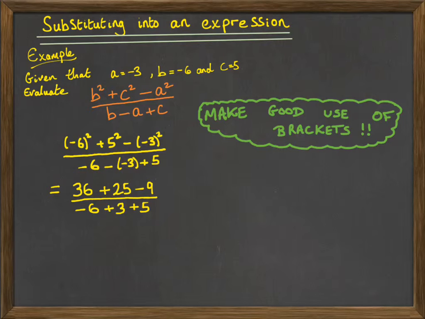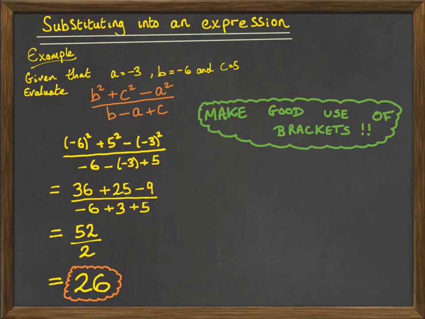Now it's simply a case of working out the numerator and the denominator separately, and we'll simply work from left to right. So at the top we've got 36 plus 25 minus 9, which is 52. On the bottom, minus 6 plus 3, which is minus 3. Add 5 onto minus 3 and you get 2. 52 over 2. Of course we can simplify one final time to give us the answer of 26.